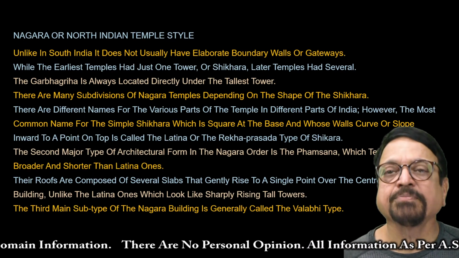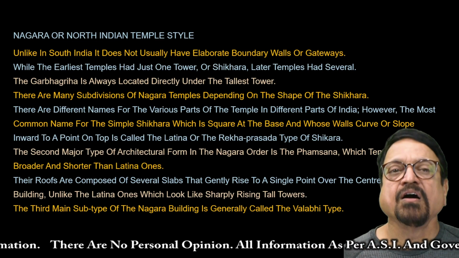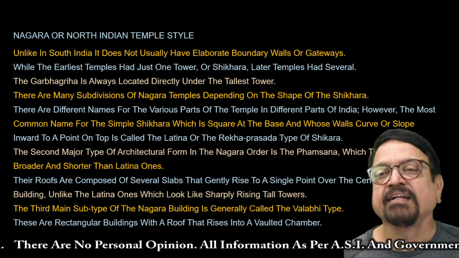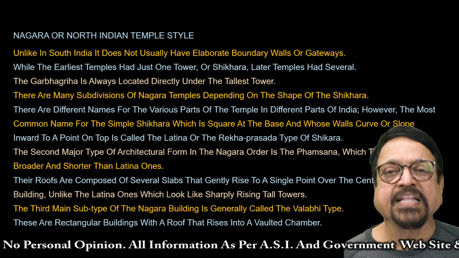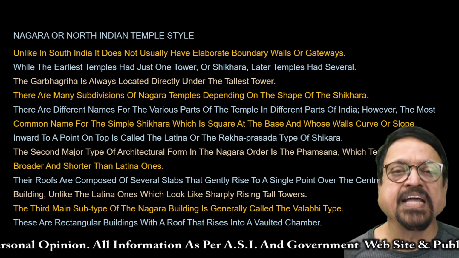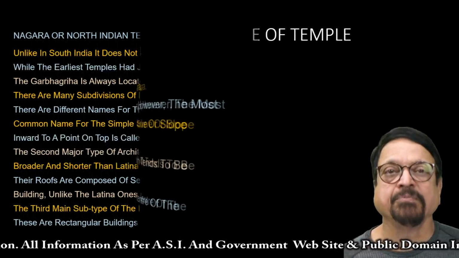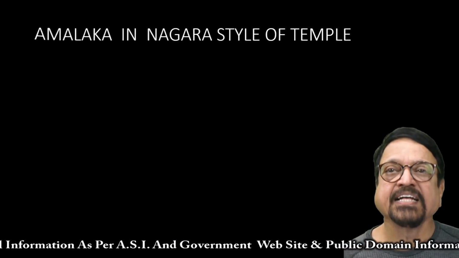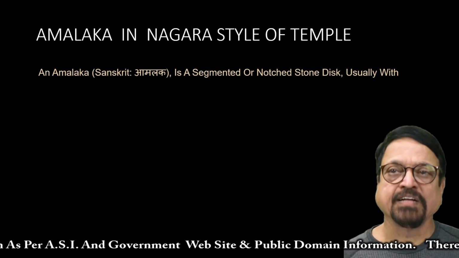The third main subtype of Nagara building is generally called Vallabhi. Now these are rectangular buildings with a roof that rises into a vaulted chamber. We are talking of the Vallabhi type. There are few temples of it surviving today, but they distinguish themselves. They identify themselves as different.